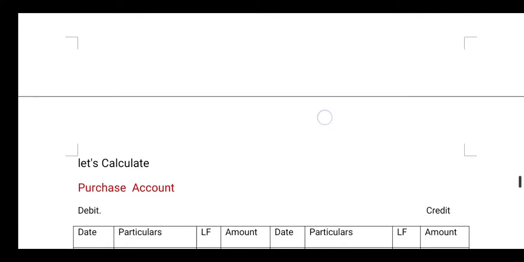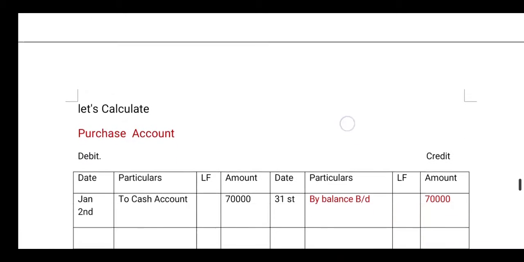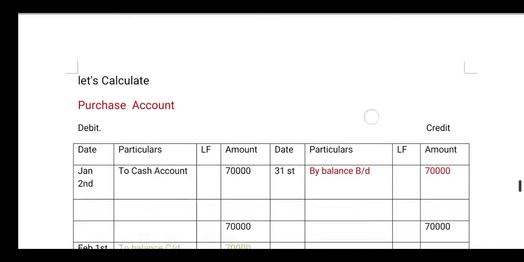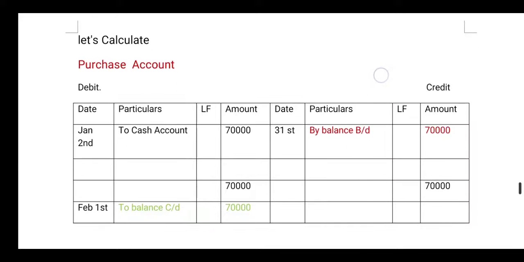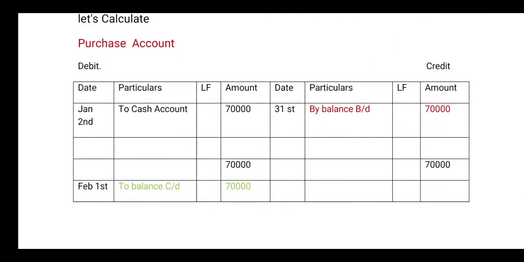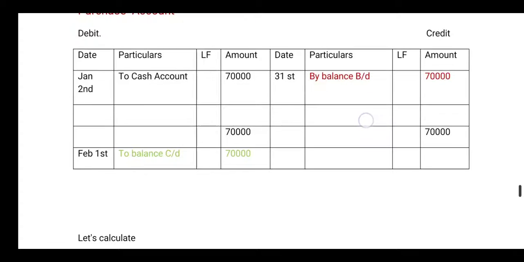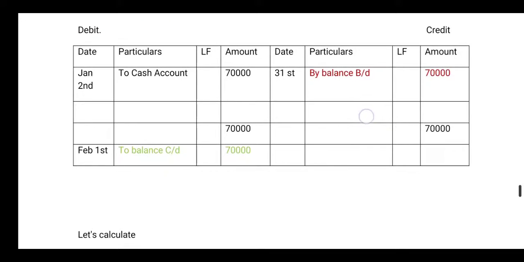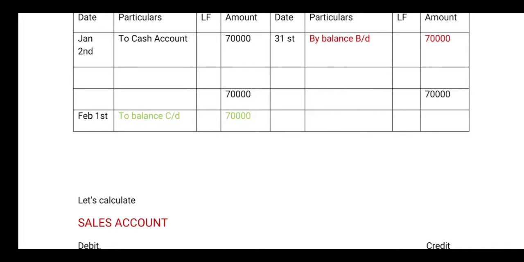Then we are going to calculate the purchase account. Here the purchase transaction is only once in our transactions, that is on 2nd January, to cash 70,000, purchase of goods. Then we go to the credit side for the purpose of balancing. Here 70,000, there is no balance, that's the reason we take the full amount. Then this amount is transferred to the next month.